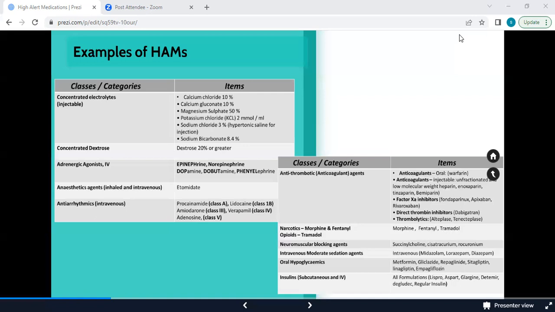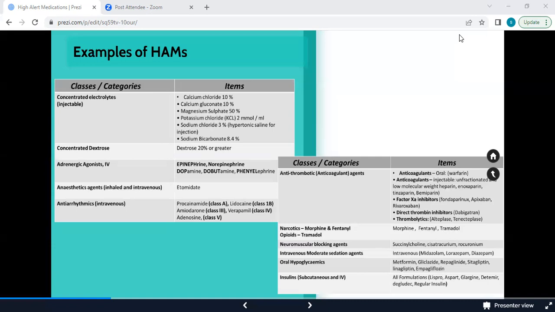Etomidate is a hypnotic anesthetic agent, which is also considered a high alert medication. Again, I'm just reminding you that these are the medications per the hospital. You may search on Google about high alert medications, for example, according to the ISMP, the Institute for Safe Medication Practices, and you will find other medications. It doesn't mean that it is different, but it depends on the availability of the medication in the hospital.